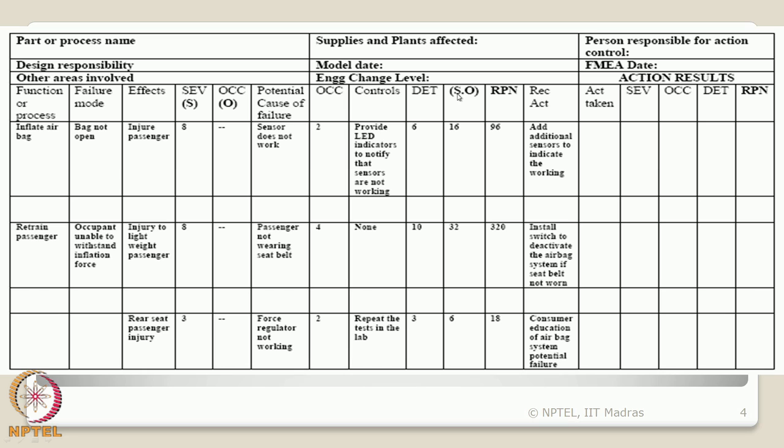Now, the severity, occurrence and detectability multiplied give the RPN, which is the risk priority number. Once the risk priority number is high, then one should add additional sensors to indicate the working, because we only provided an LED. That is the recommendation, or the action to be taken, for the latest model of this particular car.